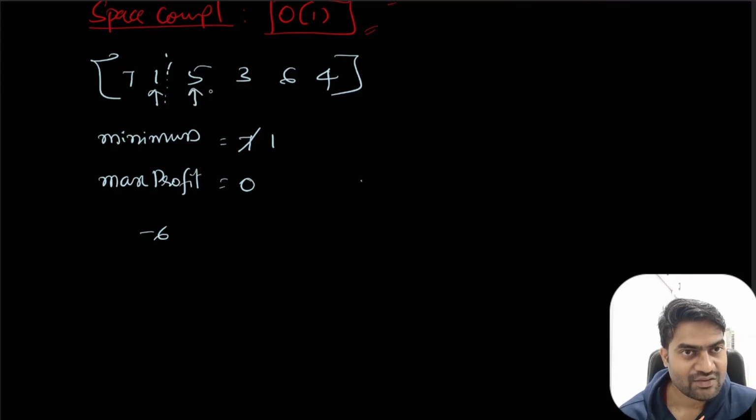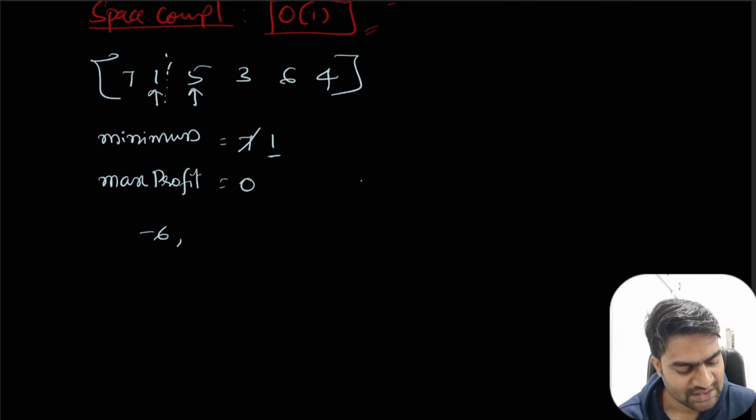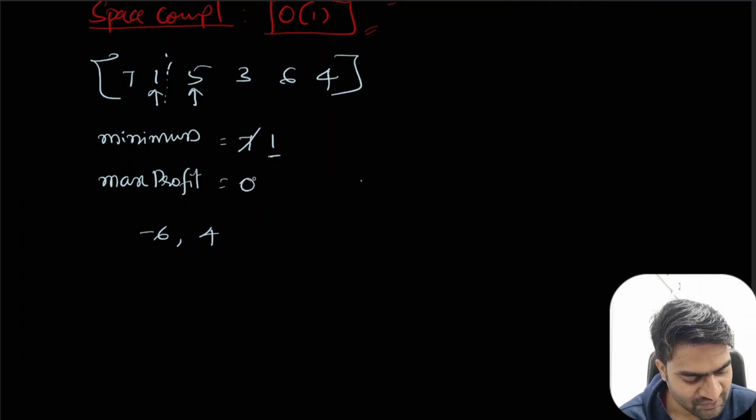Now I have 5. If I sell it at 5, since I bought it at this particular minimum value, which is 1, my profit will be 4. Correct, right? So I will update my max profit with 4 because it is greater than the current max profit, which is 0. But can you update the minimum value? No, because 1 is still lower than this 5. So I cannot really update it. So I will move on.